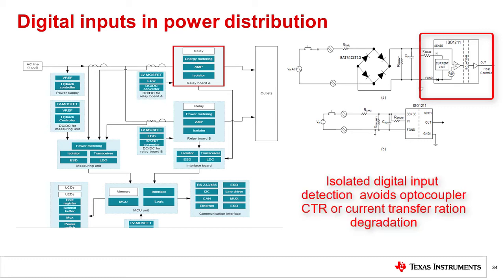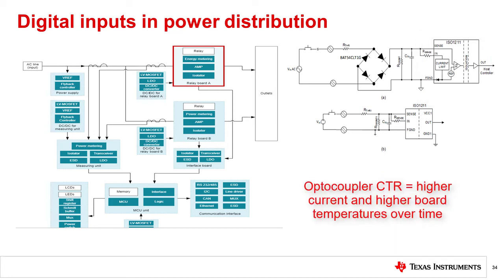CTR, or current transfer ratio, is the ratio of output current to the input current at the internal LED of the optocoupler, or gain from the primary to the secondary side. CTR degradation is a common occurrence with optocouplers due to the reduction of LED efficiency over time. When CTR of an optocoupler decreases, higher and higher currents are required to maintain target operating voltage levels, which results in higher and higher power consumption and higher board temperatures.